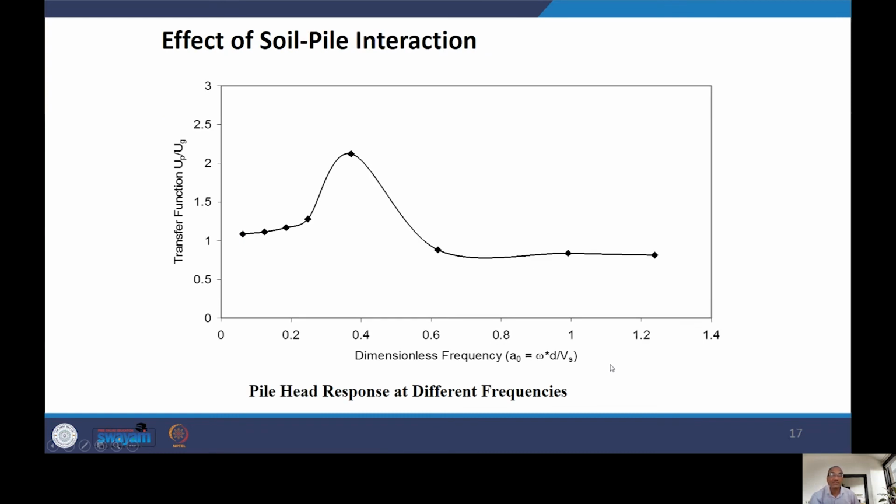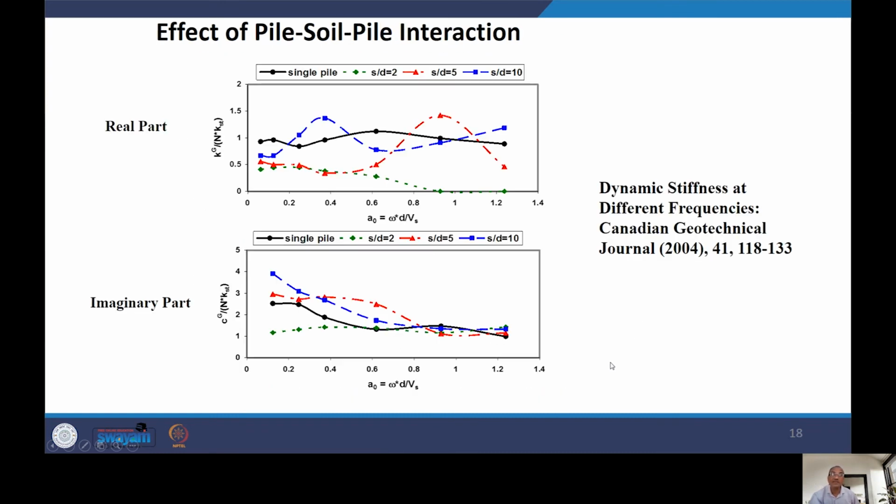So continue with this. In this case, because you have spacing between piles for a pile group, the spacing of the piles influences these results much. For example, what has been shown here is dynamic stiffness at different frequencies. And this dynamic stiffness, as we have also discussed earlier in our analysis, has 2 parts because it is a complex number. So you have a real part and an imaginary part. The real part denotes the stiffness, while the imaginary part denotes the damping.